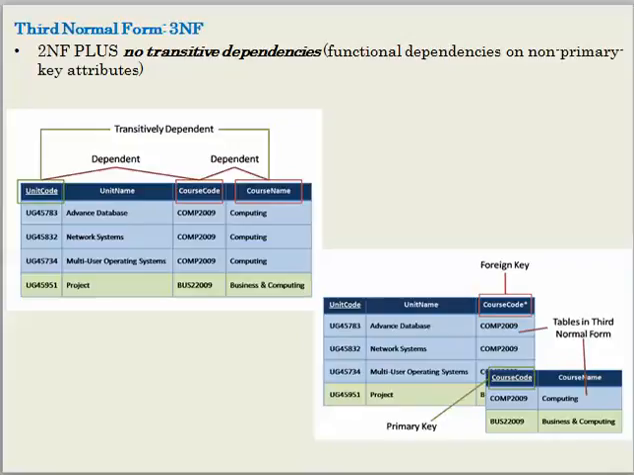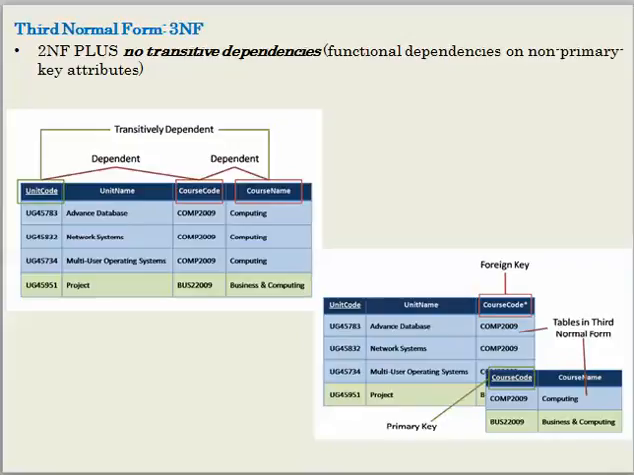Third normal form: second normal form plus no transitive dependencies. So the solution is that a non-key determinant with a transitive dependency goes into a new table. The non-key determinant becomes the primary key in the new table and stays as a foreign key in the old table.